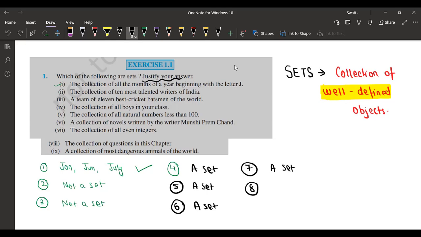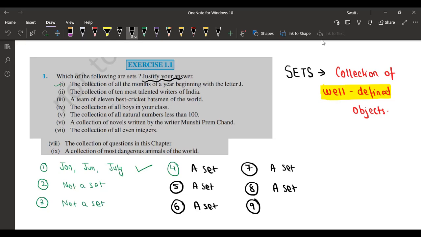Next is question number 8, the collection of questions in this chapter. For example, let's take this chapter, sets. So the collection of all the questions. The questions are fixed, right? The questions are going to be the same for me, the same for you, the same for the other one. This is NCERT sets questions. So even if you check this book from the north part of India or the south part of India or the east part or the west part, it is going to be the same only. That is why, again, it is well defined. And because it is well defined, it is again a set only.